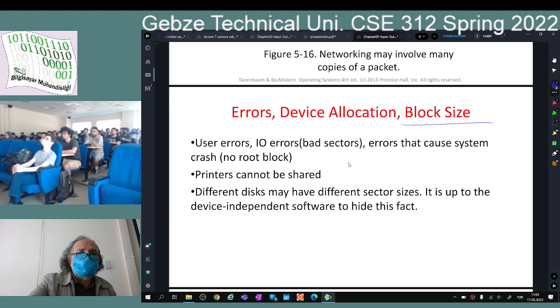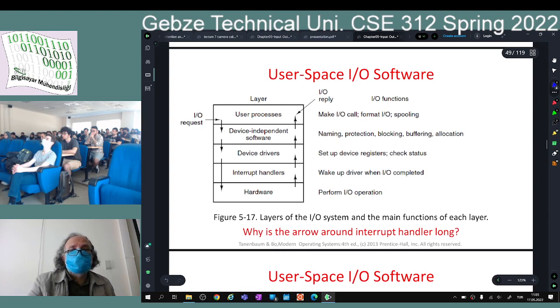Our sector sizes don't have to correspond with the block sizes. Somebody has to do this translation for us. So it is up to the device independent software to hide this fact and to do this translation for us. Okay, let me move on.